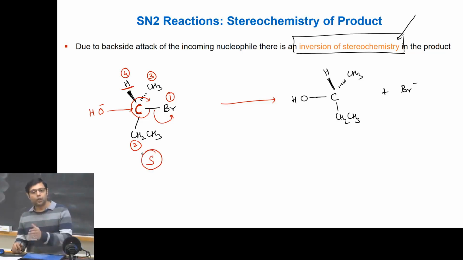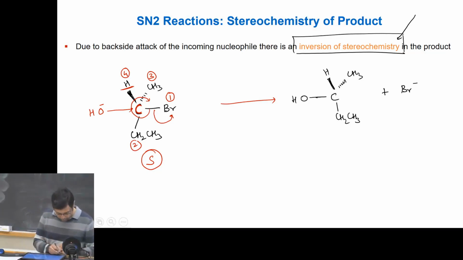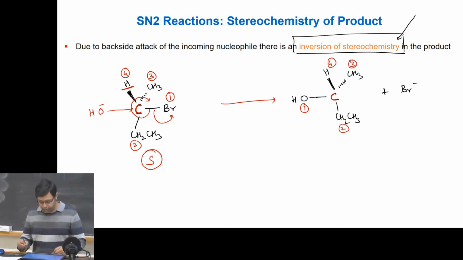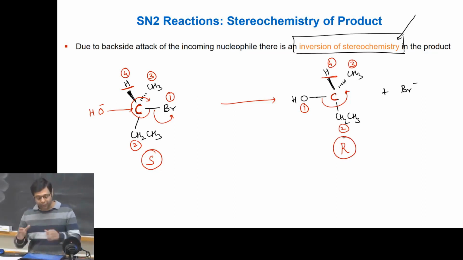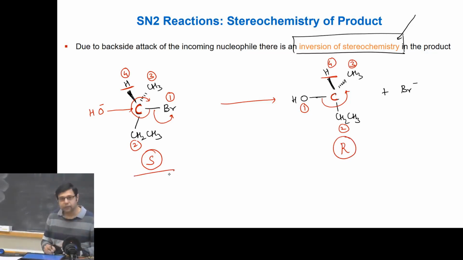Let's now look at the configuration of the chiral carbon in the product. Again, this is the chiral carbon in the product. Oxygen gets 1, hydrogen 4, CH2CH3 2, CH3 3. Start from 1, go towards 2. That's counterclockwise, but the fourth priority group is in the front, so the configuration of this molecule is R. So as you can see, you started off with S, you have got R. And this is what I mean by inversion of stereochemistry.